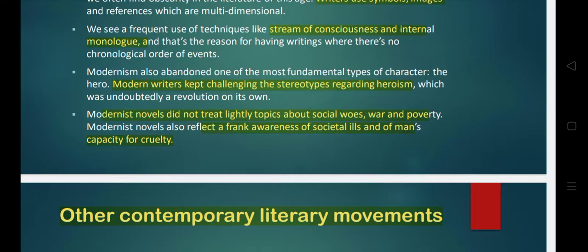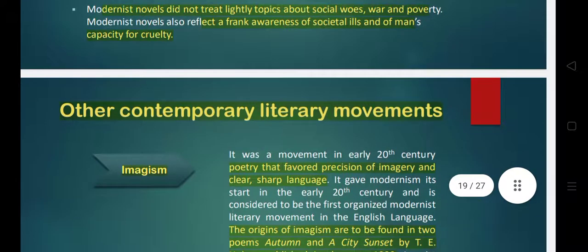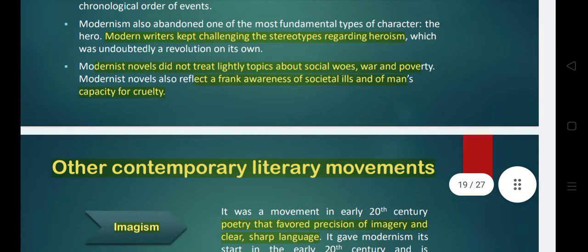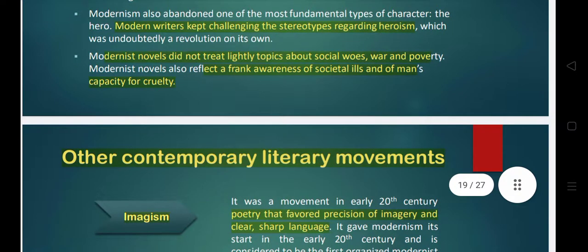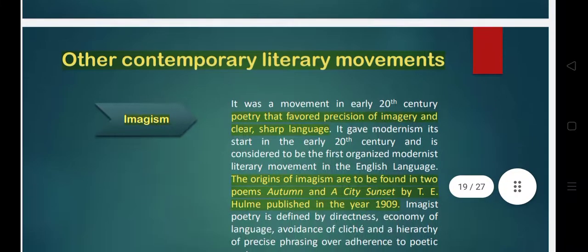And modernist novels did not treat lightly topics about social woes, war, and poverty, but reflected a frank awareness of societal ills and man's capacity for cruelty, because they were influenced by the World War, because they saw the massive destruction, killing, and casualties with their own eyes, the harsh realities of life. So their literature was influenced by the World War.